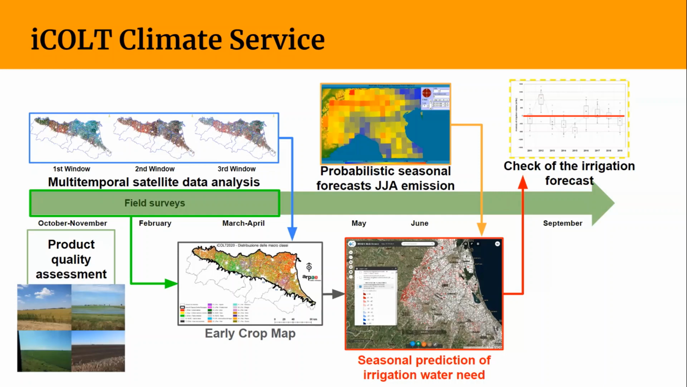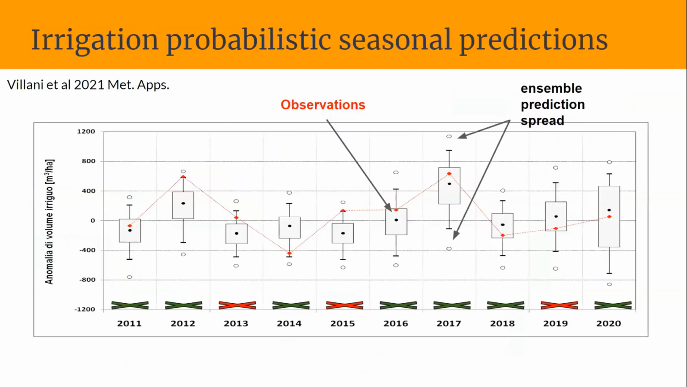We combine information from satellite in order to produce an early crop map over Emilia-Romagna, use later on calibrated probabilistic seasonal forecasts obtained from the Copernicus platform, and produce seasonal prediction of irrigation water need. Later on in the season, we check and validate our prediction. Here I will show you the products that we have published in a paper.